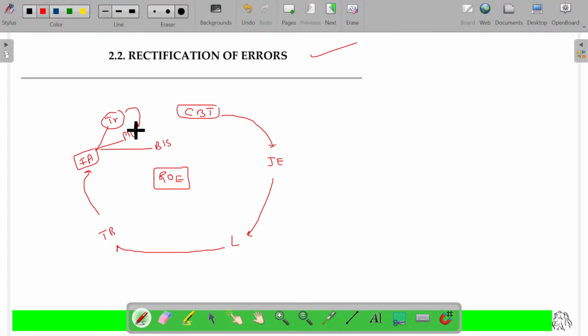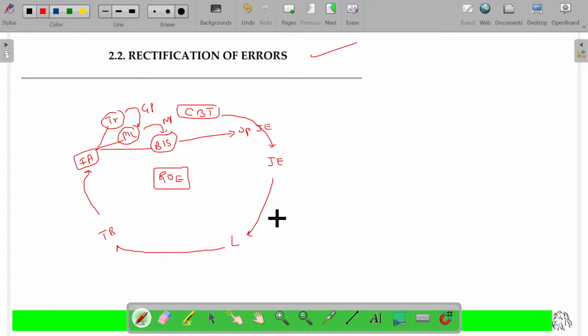The balance of trading is transferred to the P&L account, GP. The balance of P&L account, net profit, is transferred to the balance sheet. The balance sheet is the opening journal entry for the next year. This is what the accounting cycle is about.